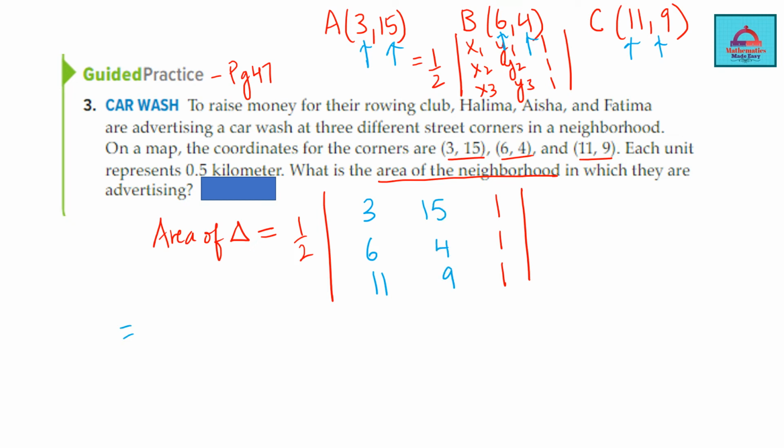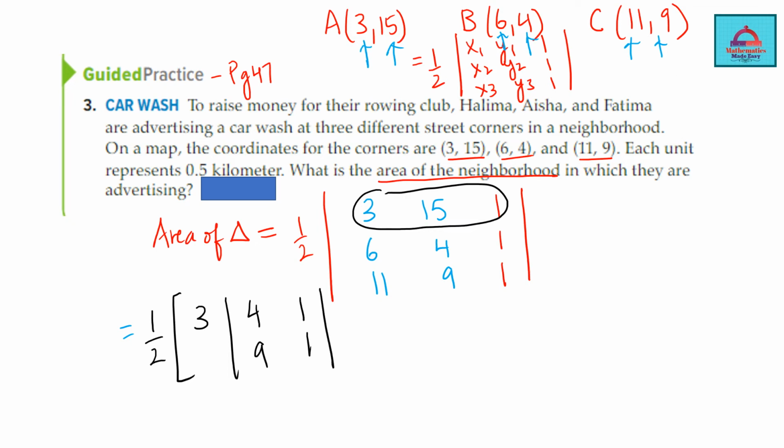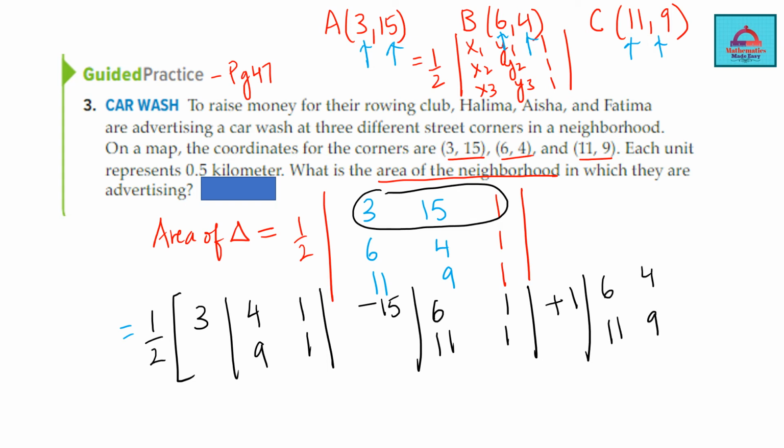You already know how to, so I'm going to go a little fast now. We are evaluating across the first row. So 3 times: I remove this row, remove this column, 4, 9, 1, 1. Minus 15 times: remove this row, remove this column, 6, 11, 1, 1. Plus 1 times: remove this row, remove this column, 6, 11, 4, 9. Okay, let's simplify it further.